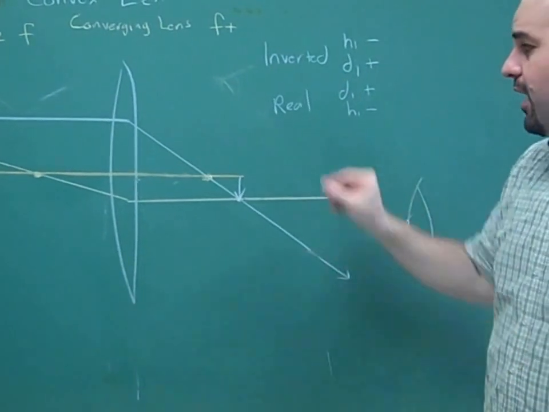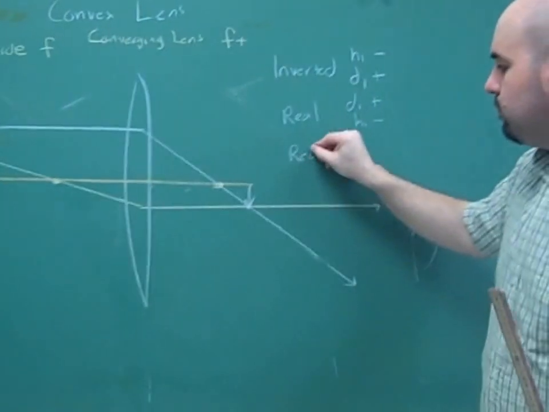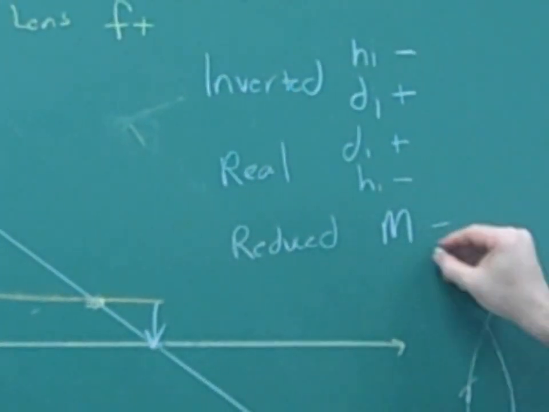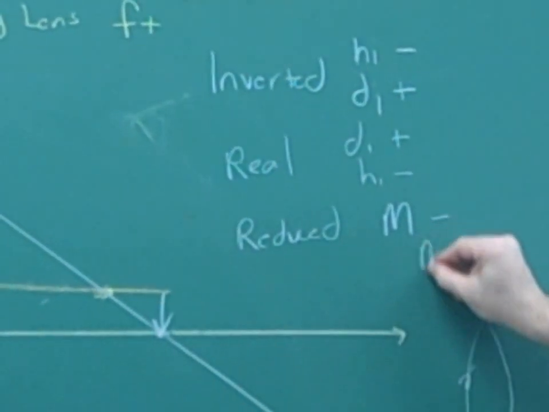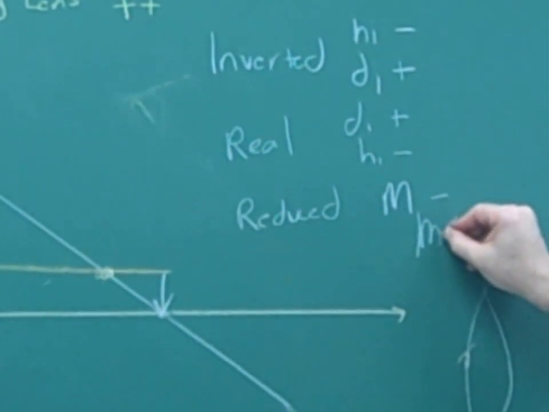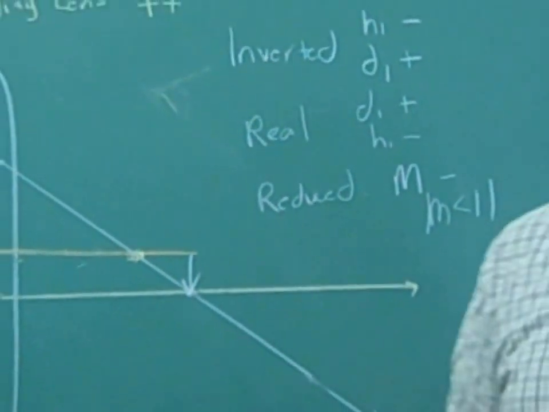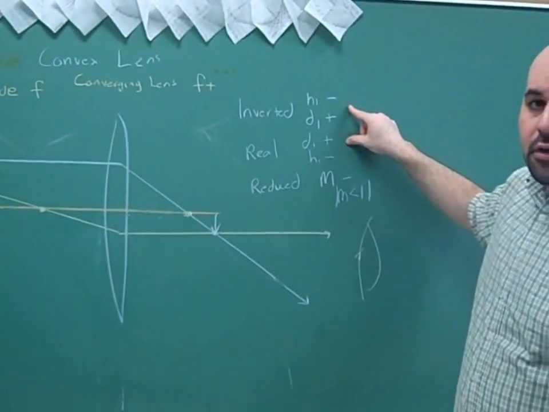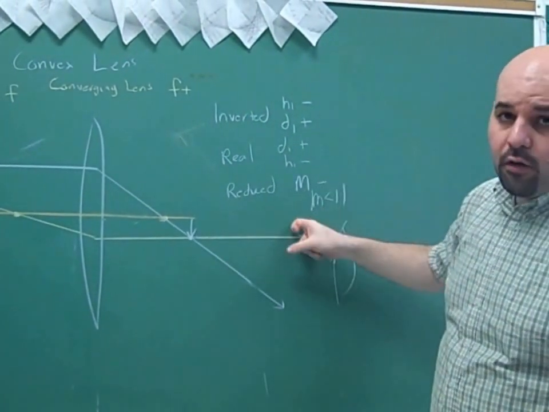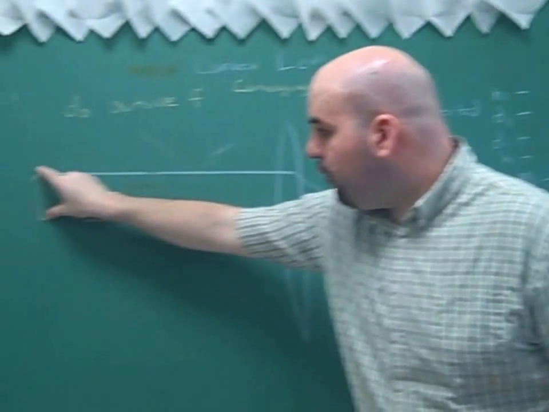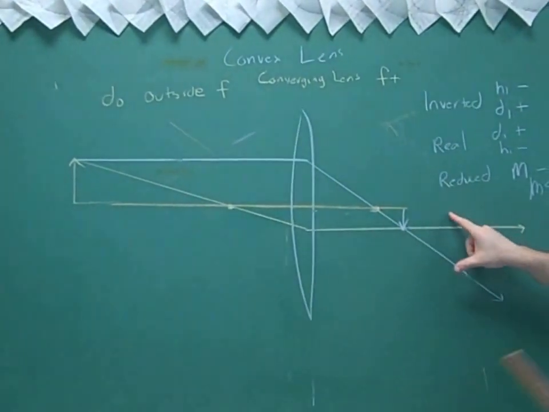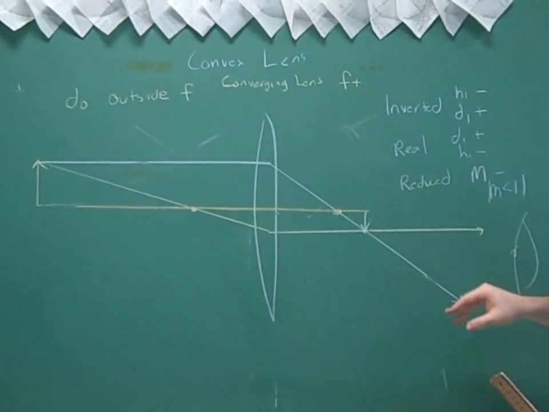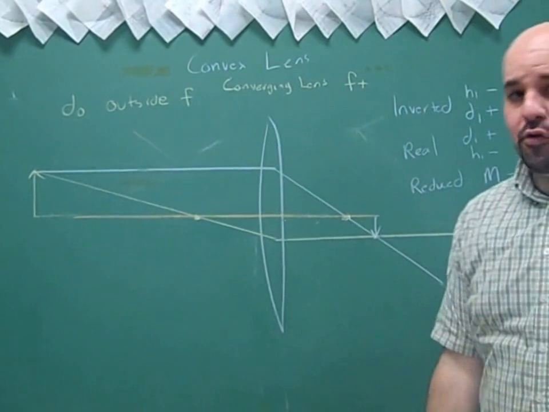And finally, in this case, it's most definitely reduced. M is negative because it's inverted, and the absolute value of M is going to be less than 1. Now, big pause. When you're outside the focal length, these two things are always true. But this one depends as well. By moving the object forward, you can get a bigger and bigger magnified image. So these two are fixed, this one's not. And that's what happens when we're outside the focal length.